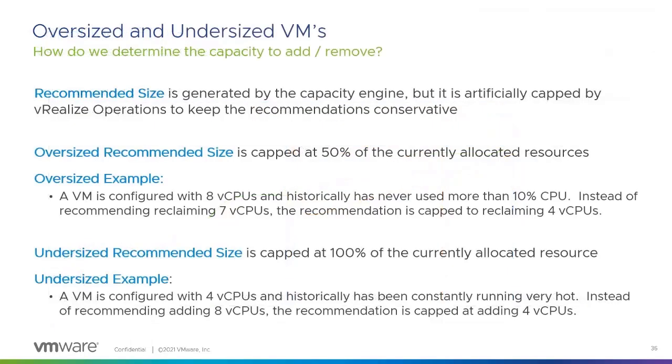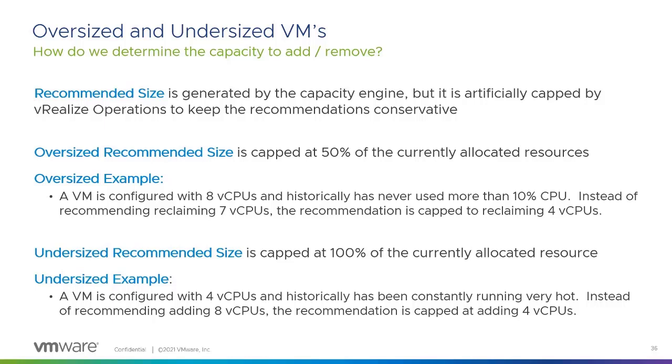Okay, so now let's switch and talk a little more about some additional concepts that are useful to understand. I just talked about oversized and undersized virtual machines for the right sizing recommendations. A couple of things you need to know about the recommended size: the system does apply some artificial caps on the recommendation. If a virtual machine is oversized, the recommendation will be capped at 50% of what's currently allocated to the virtual machine.